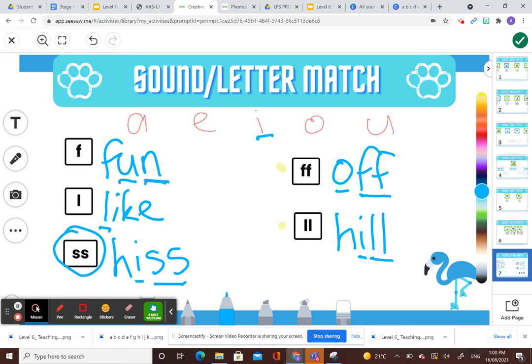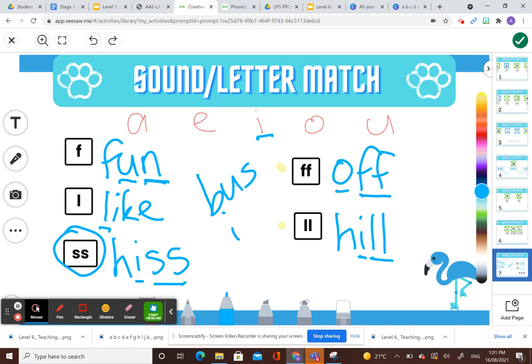Now, we double the F, L, and S after a single vowel in hundreds of words, but sometimes there are some common words in which we do not double the last letter. For example, in the word bus, or the word if, or yes. Sometimes there are times where we don't need to use it. When a final S sound sounds like Z, as in was or is or has, then we also don't need to use the double S grapheme.